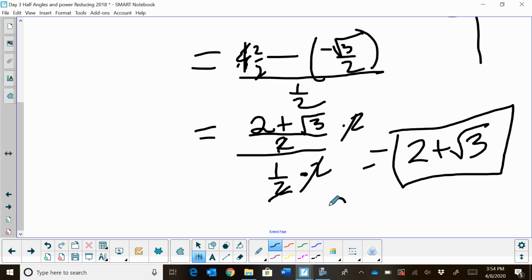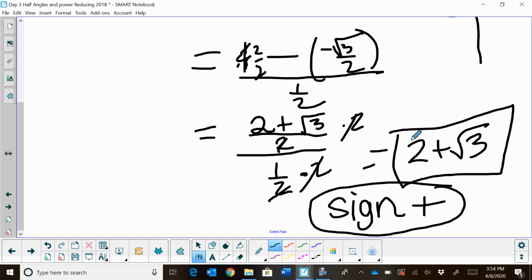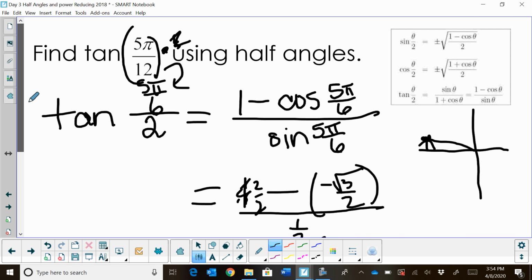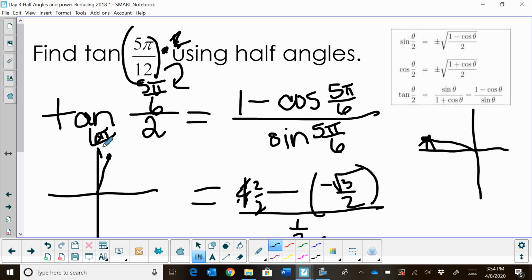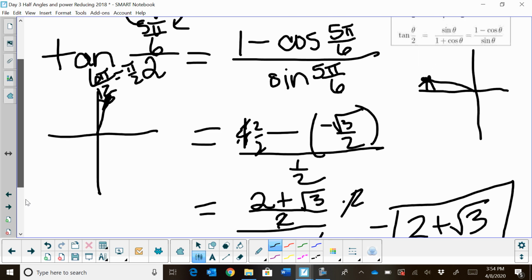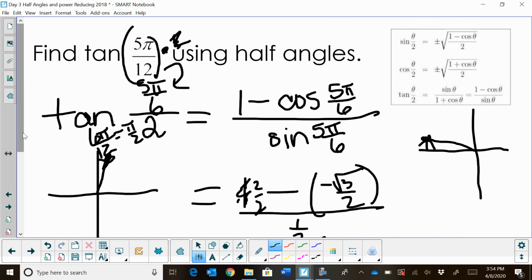Now let's talk about the sign, if it's positive or negative. In this case, the sign is positive. So let's go back and look. 5 pi over 12 is going to fall into quadrant 1 because 6 pi over 12 is pi over 2, and that's, we know, at 90 degrees. So 5 pi over 12 has to be in quadrant 1, and everything in quadrant 1 is positive anyway.